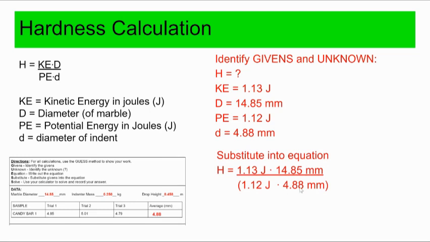Take a second and look at units. How will units cancel out? Hopefully you told me that joules will cancel since we're both multiplying and dividing by it, as will millimeters. And so hardness is one of the few things in science that doesn't have a unit on the answer. So when you solve on your calculator, you should get a hardness value of 3.07.